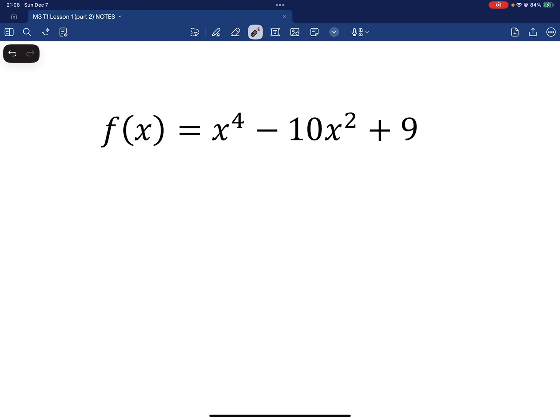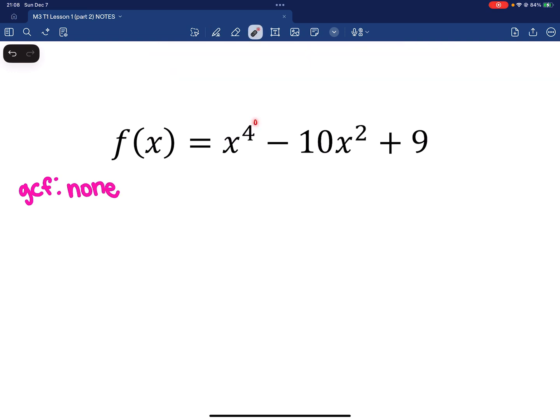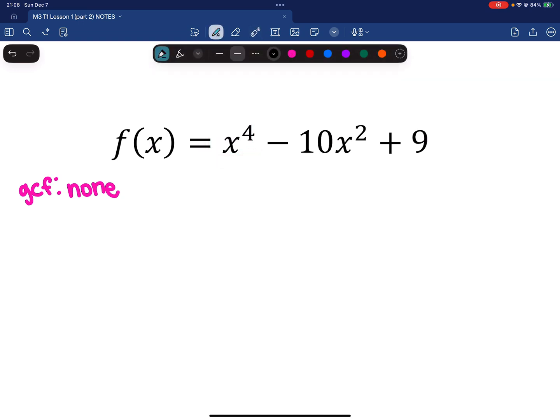Okay, looking at the last one, this is the one that is like the quadratic form. So first thing we ask ourselves, is there a greatest common factor? And the answer is none. Then we look, is there a number in front of our x to the fourth? And that's a no, so we don't have to do slide and divide. So we can go straight into our process. So we want 9 on top, negative 10 on bottom. So we want to multiply to get positive 9, but we want to add to get a negative 10.